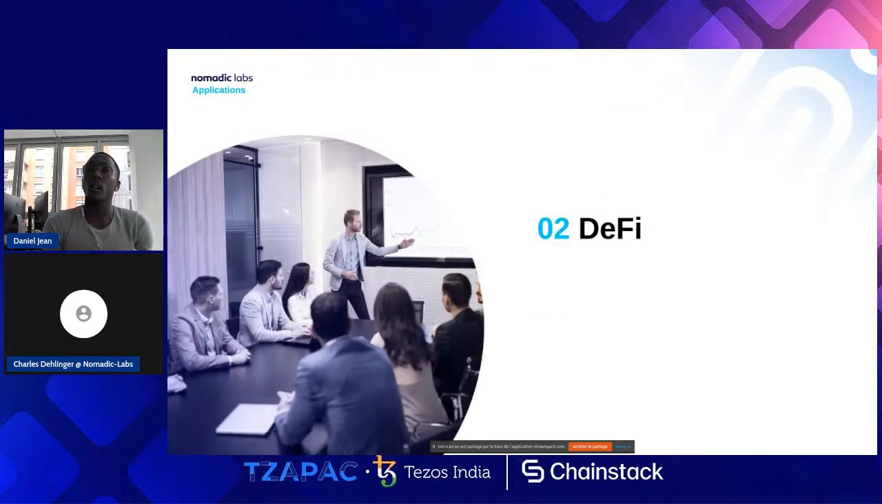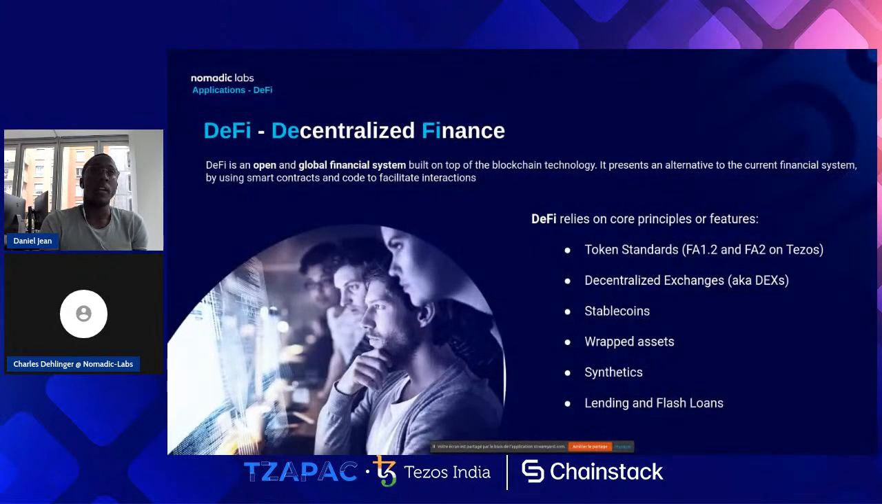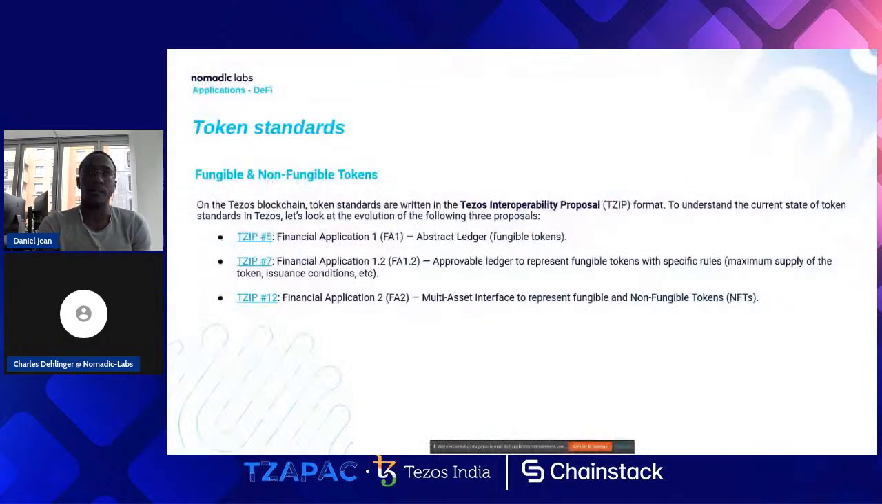So now let's talk about DeFi. DeFi is a new type of financial application which is more open, borderless. Anyone can participate and make his money work. It requires smart contracts to create digital applications. So DeFi is open and it represents a global financial system. So what are the core principles of DeFi? DeFi relies on these features: token standards, decentralized exchanges, stablecoins, wrapped assets, synthetics, and lending and flash loans.